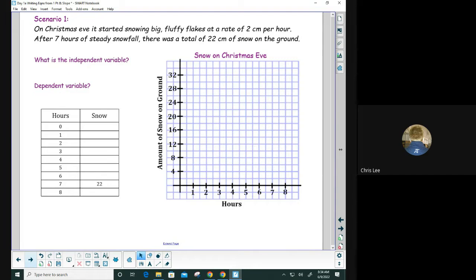So it's the same scenario. Christmas Eve started snowing at a rate of 2 centimeters per hour. After 7 hours of steady snowfall, there was 22 centimeters of snow on the ground. So first, what's the independent variable? What is the thing that goes along the bottom in this scenario? Time. And time is in what scale? Good. And therefore, what's the dependent variable? Good. And in what units is it? In centimeters. Because the amount of snow depends on how much time has passed.